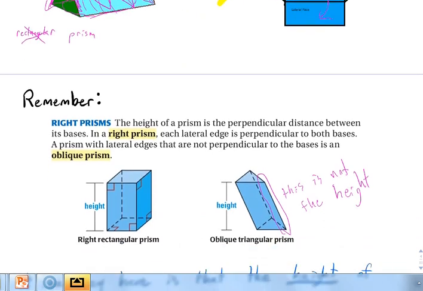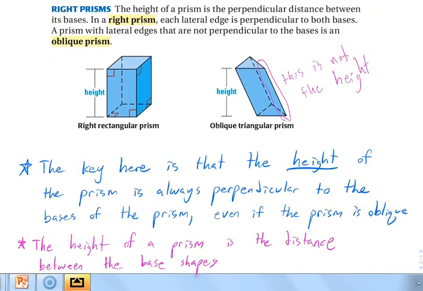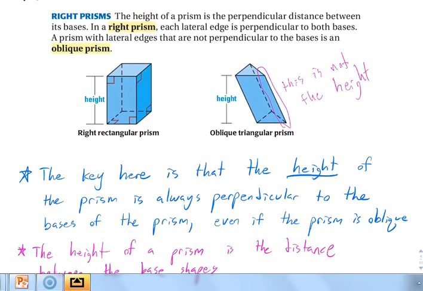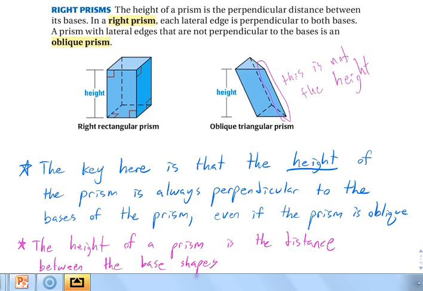Error number 2 is people really have a difficulty finding the height of a prism. Now, I want to be really clear that, remember, the base and the height need to be perpendicular. So in general, the way we think of height, and this is really important, is the height of a prism is the distance between the base shapes.